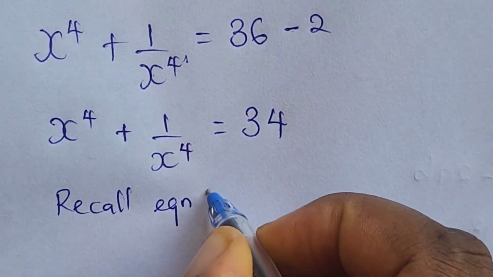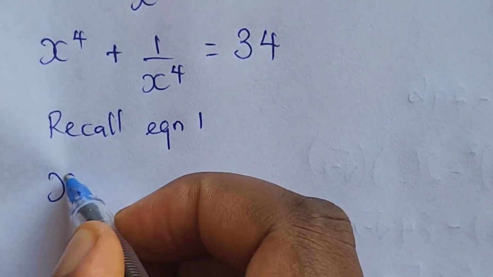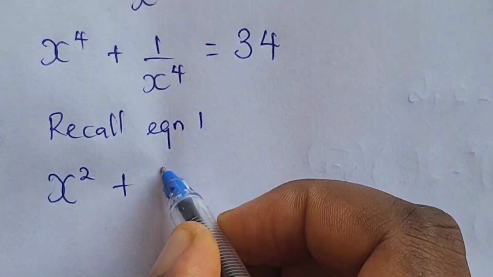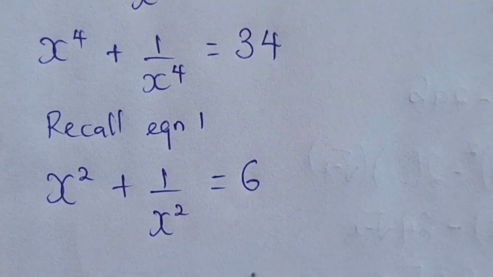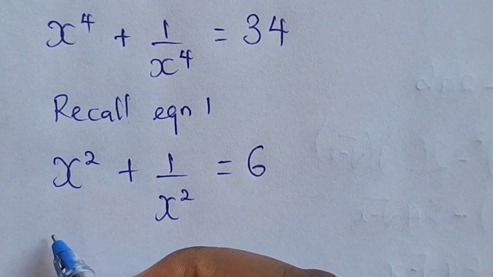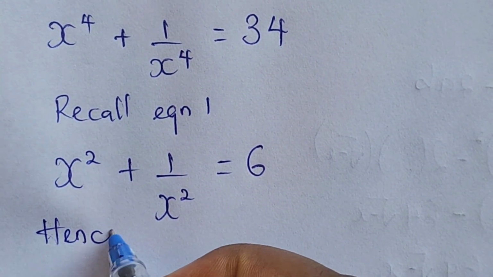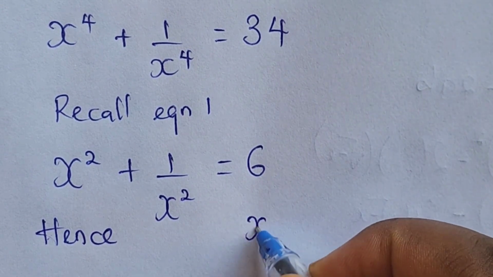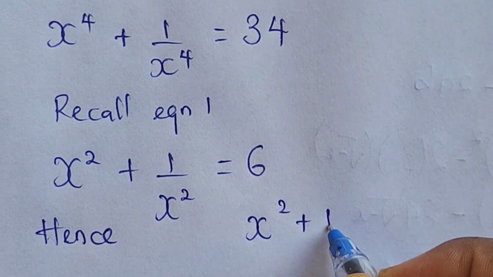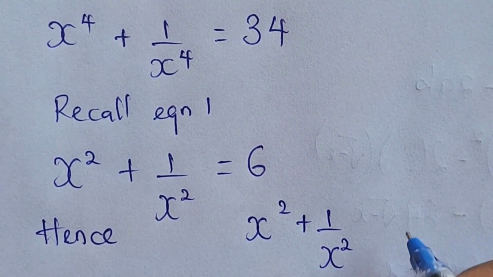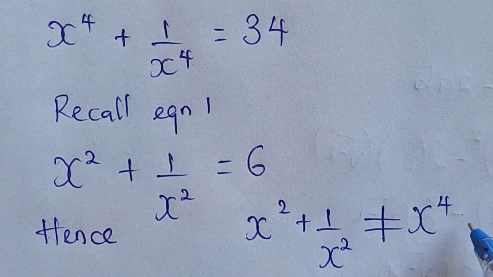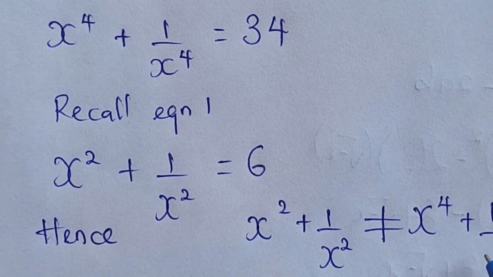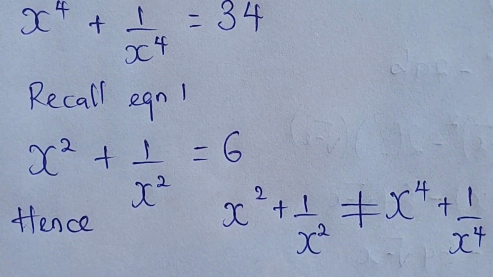our equation 1. We had x to the power of 2 plus 1 over x to the power of 2 to be equal to 6. So we conclude that our x squared plus 1 over x squared is not equal to our x to the power of 4 plus 1 over x to the power of 4.